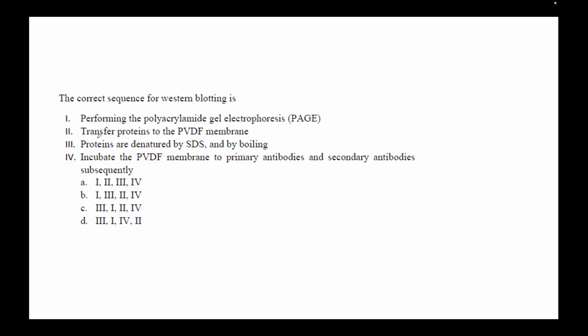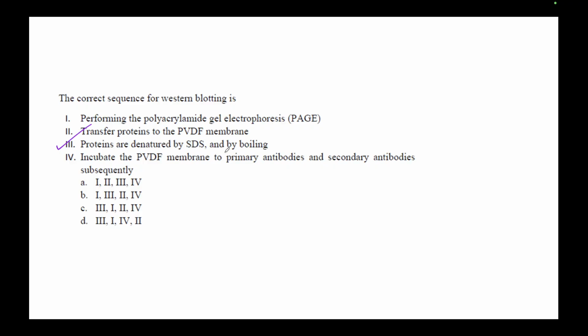And so, the correct sequence for Western blotting. Okay, so what is the sequence for Western blot? Performing the polyacrylamide electrophoresis, and then transfer proteins to the PVDF, option C. Okay, what is option C? First, proteins are denatured by SDS and by boiling, then incubate PVDF. So the first step is to prepare the sample. You have the cell, lyse that cell with the help of SDS, boil it so that proteins become linear. This is the first step.